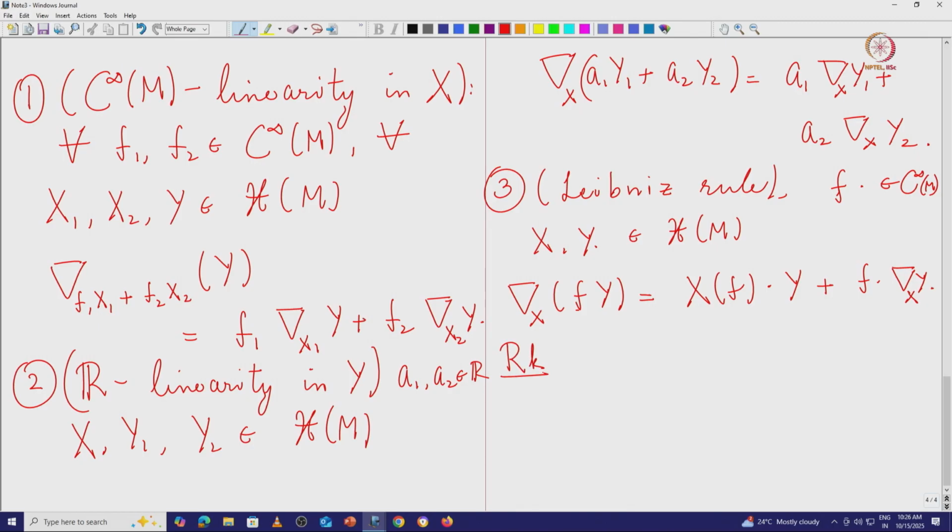So let me make a quick remark that if x or y is identically 0 as vector fields, then this is also identically 0. Okay, that just follows from R linearity in both the entries. All right, so a connection is any map from a vector field across the space of vector fields to itself which satisfies these three properties.